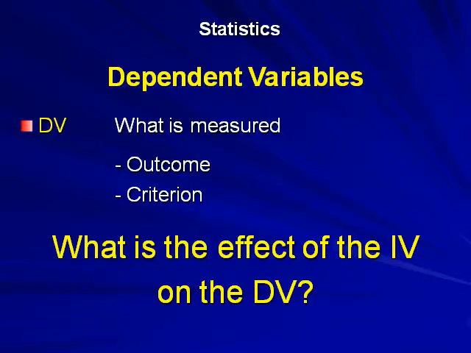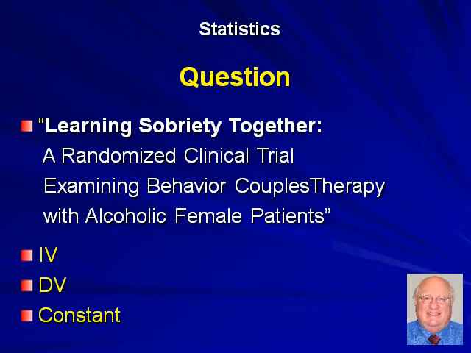Sometimes it can be pretty tricky to tell the difference between an independent and dependent variable. One way to do that is to try to rephrase the study in the following manner. What is the effect of blank, the independent variable, on the blank, dependent variable?